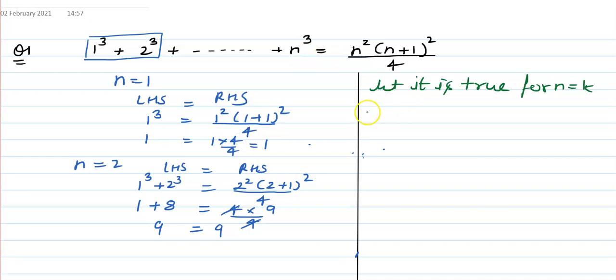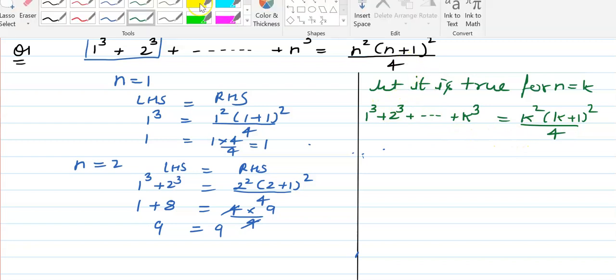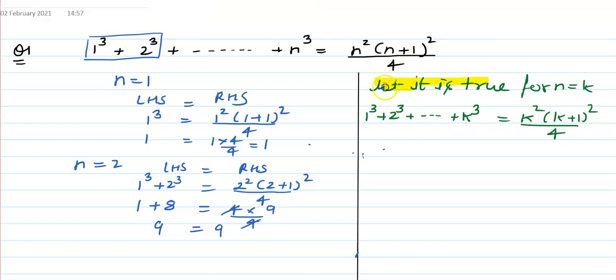So let's write down here 1 cube plus 2 cube, and you are taking all the terms up to n, that is k cube. And if you put k on the right hand side, it will be k square times k plus 1 whole square over 4. So this is what we have assumed. It is true for n equal to k.